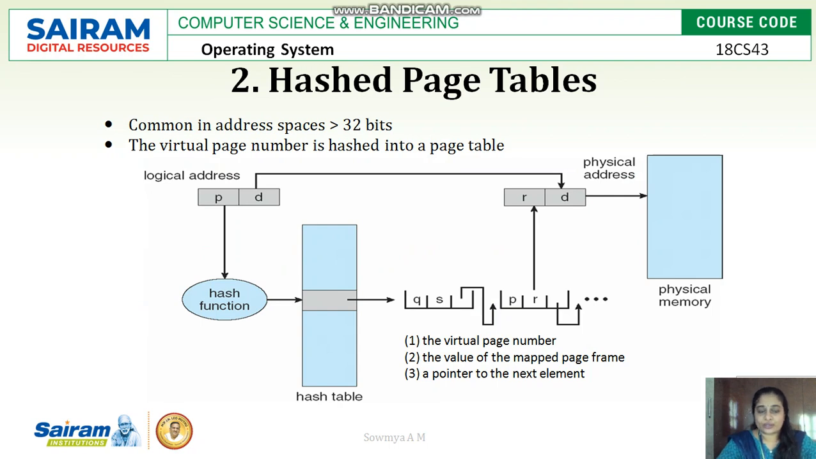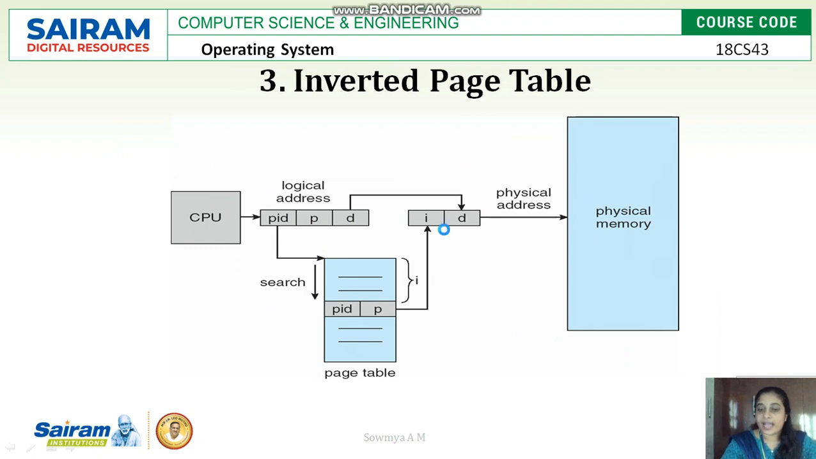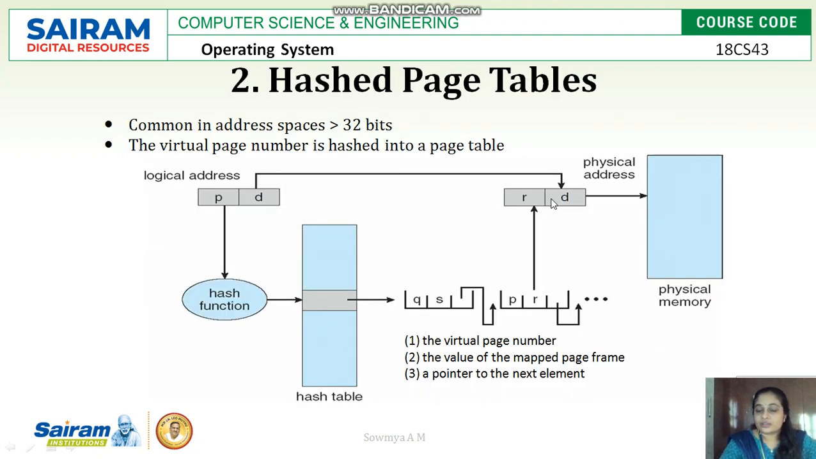Next method is hashed page table. Hashed page table is a concept where the logical address is used with a hash function, the value is stored in a hash table, and then you find the physical address. So common address space is always greater than 32 bits and the virtual page number is hashed with the page table. Let's consider a logical address P and offset value D. The offset value is directly taken to the frame number for adding it. So D is directly taken. P should be converted to a frame number to access physical memory.